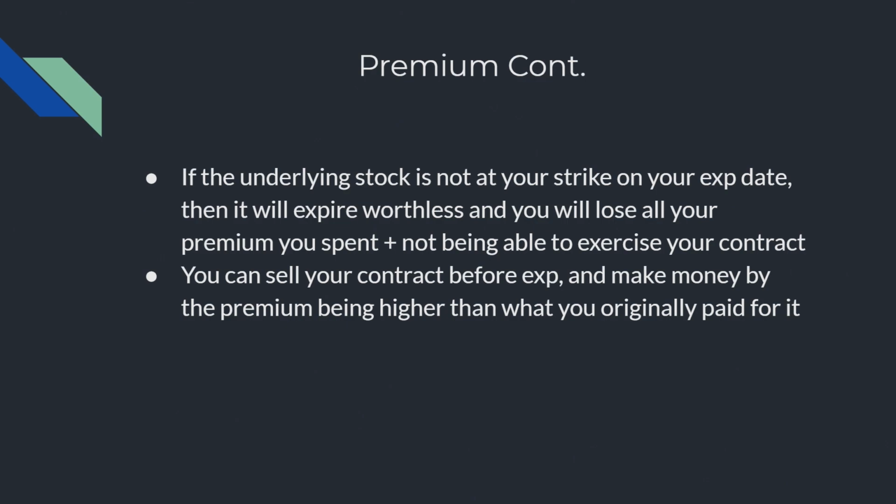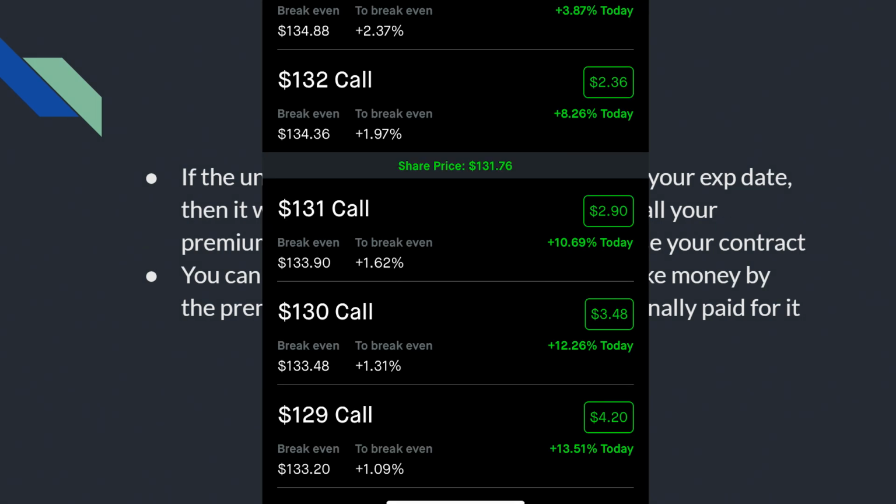So you can sell these contracts before expiration and make money by the premium being higher than what you originally paid for it. So let's go through this scenario right now, guys. Let's say you buy the 131 strike price when Apple's at, let's say, 131.76. Let's say you bought the premium for the January 15th, so it's 290. Let's say that on Monday or Tuesday, whatever day it may be, Apple goes up to 135. Well, now that premium is going to be worth a lot more than 290.